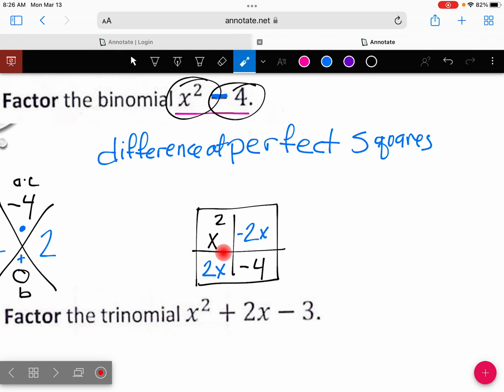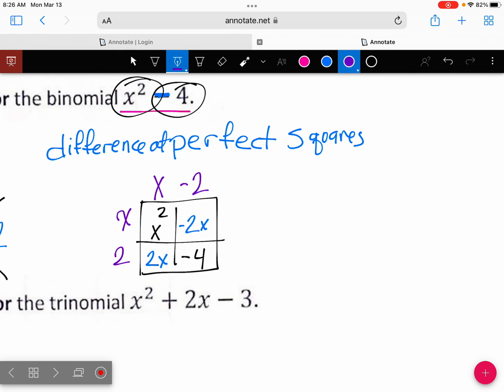What's shared between x squared and 2x? What would be my common factor here? X. Second column, -2x and -4. -2, good catch on that negative sign. Boom, shakalaka. Top row, x squared -2x, just an x. And my bottom row, 2x and -4, 2. So our factored form here is going to be x plus 2, x minus 2.